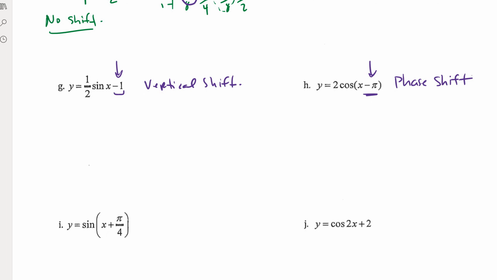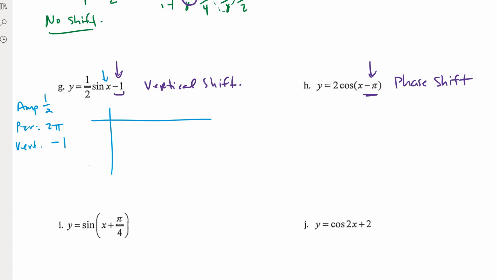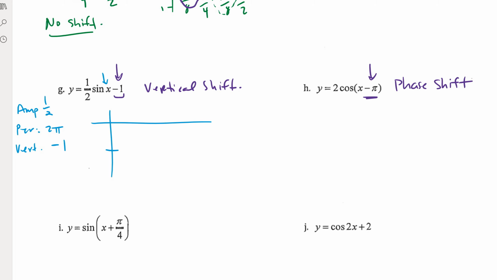So here's how it works. Vertical shift. Let's go through everything else. Amplitude, 1/2. Period, there is not a number in front of the x, so your period is just a natural 2 pi. And there's no phase shift, but this one has a vertical shift down 1. So here's what we're going to do. Draw a coordinate plane. Normally your sine is centered on your x-axis, but we're going to move it down 1. And I'm going to draw a dotted line to represent my new axis.